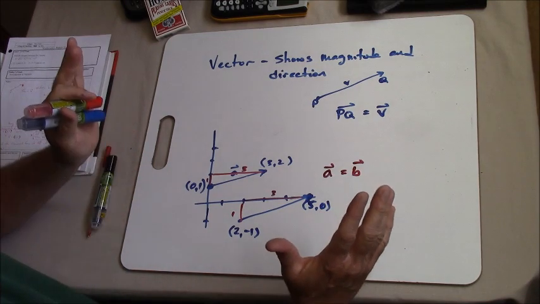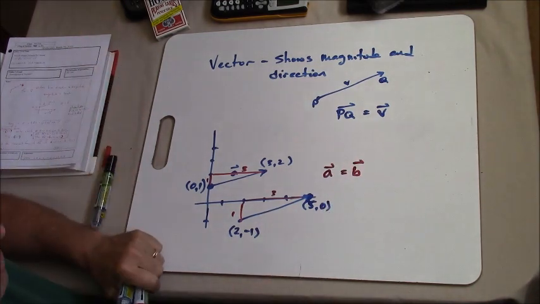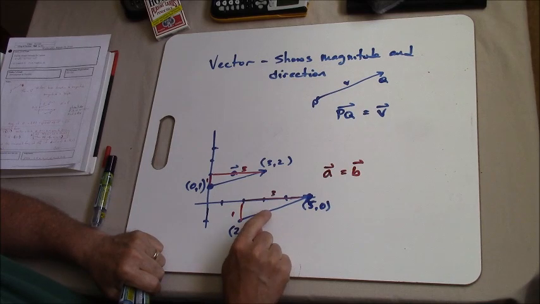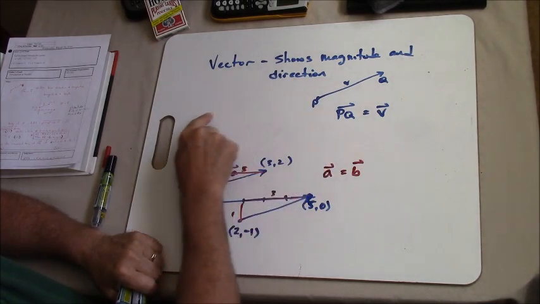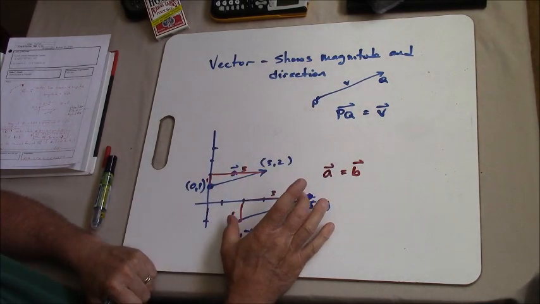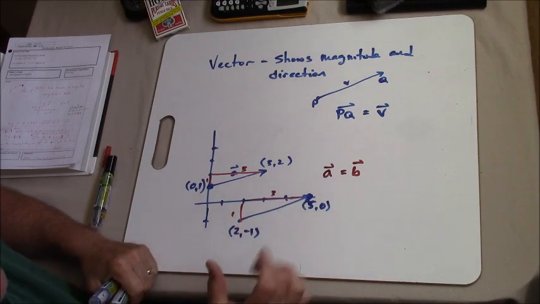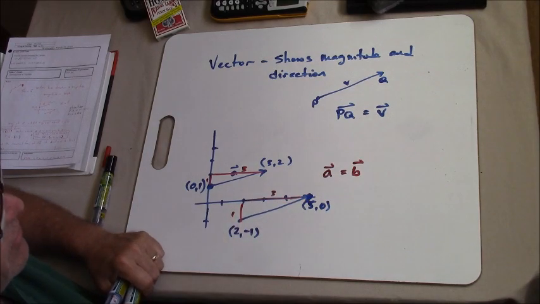So if this was my television set in the classroom and I just drew this, I could grab a hold of this and drag it anywhere, as long as I don't change the slope and its length, it's considered the exact same vector.